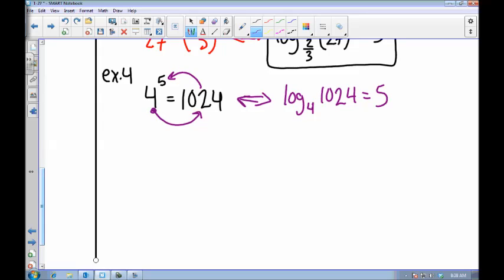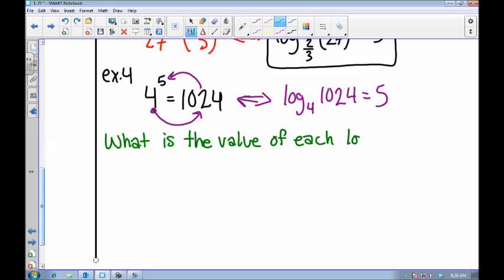Okay, now we're going to go reverse. I'm going to start with logarithmic form. And the directions for this is, what is the value of each logarithm? The same directions you'll have on your homework. Same directions you'll see on your homework.